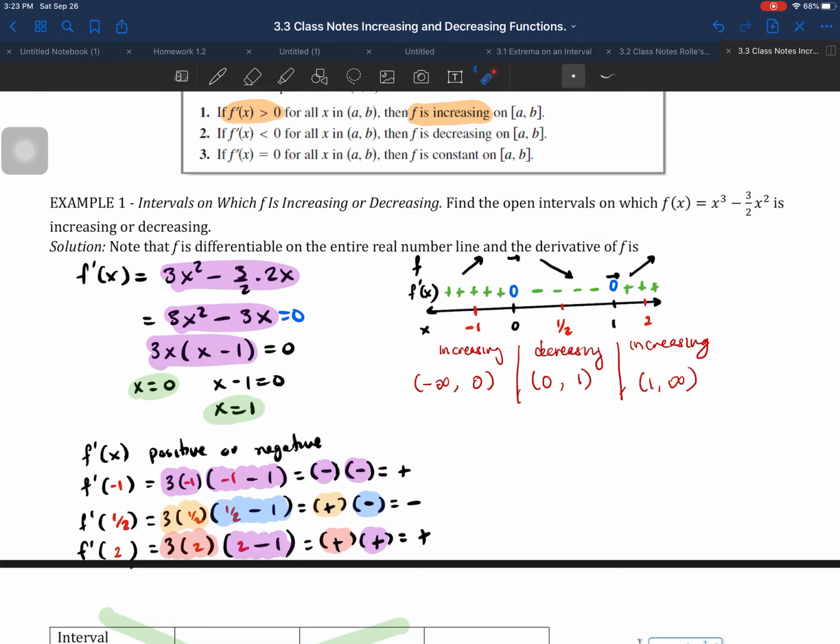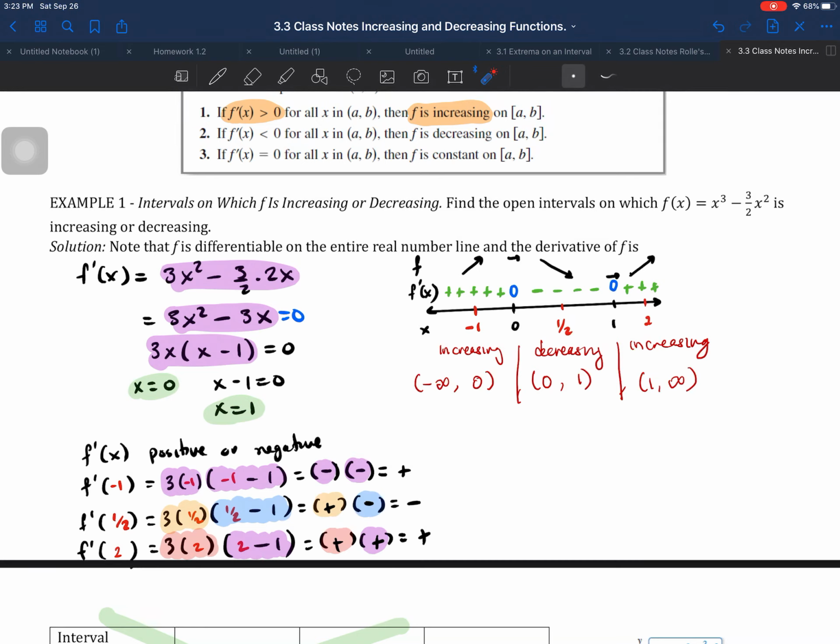So my recommendation is, once you have the 3 regions, I want you to choose any number on the left side of 0, any number between 0 and the other critical number 1, so I'm going to pick 1/2, and then another number on the right side of the other critical number, which in this case I'm going to choose 2. So those numbers can be random.